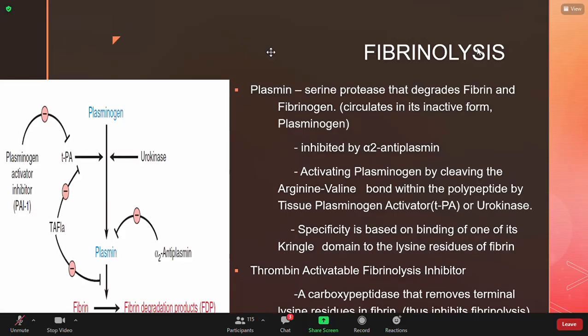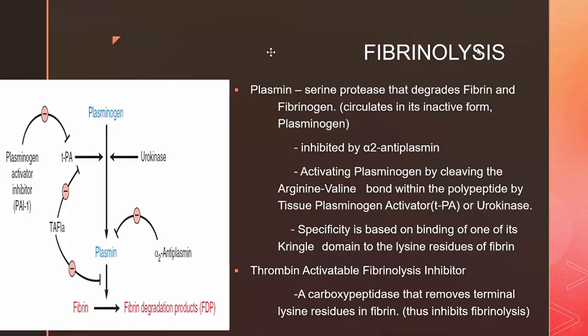So plasmin is a serine protease that degrades fibrin and fibrinogen. Okay? It is inhibited by alpha-2 antiplasmin. And this is an activated enzyme na ha, yung plasmin mo. Yung kanyang zymogen is plasminogen. So, biochem kasi tayo, specific, arginine-valine bond. Daminan yung relationship na dapat ma-memorize ng mga amino acid. So, to activate plasminogen, kailangan mag-cleave yung arginine-valine bond within the polypeptide of the plasminogen to be activated.